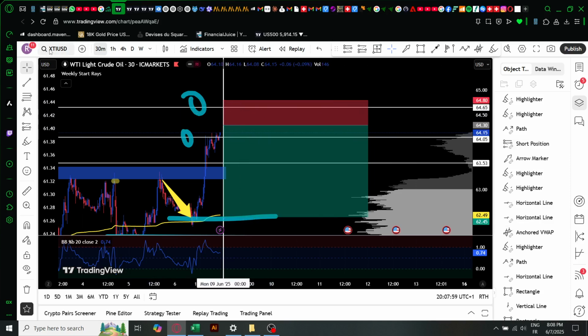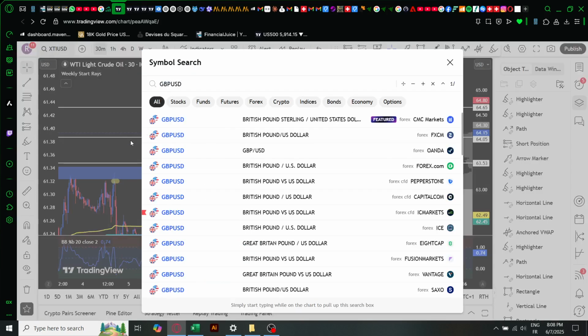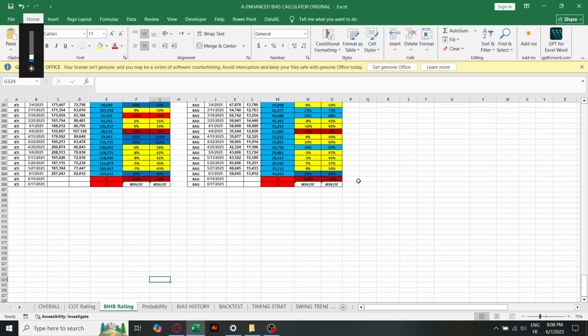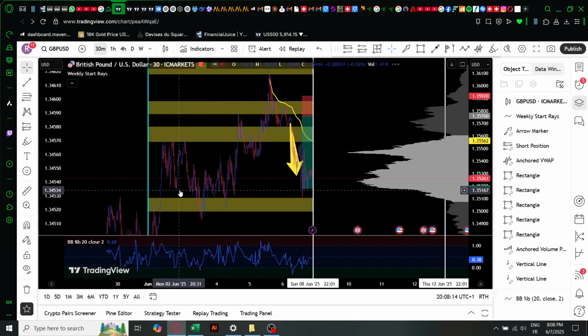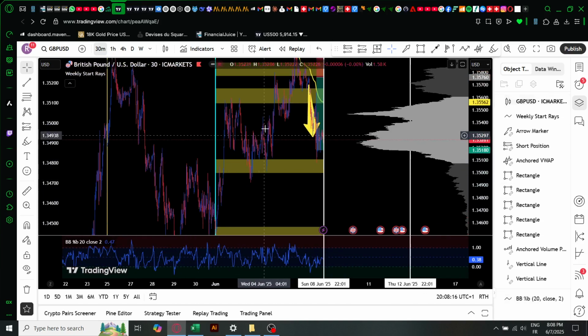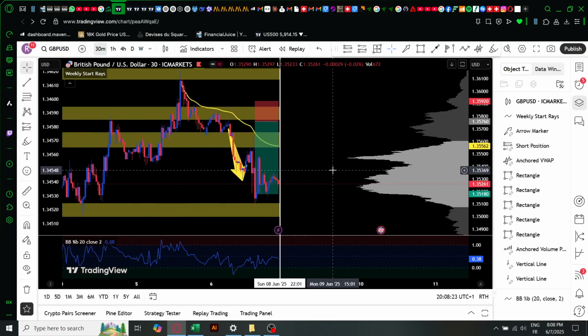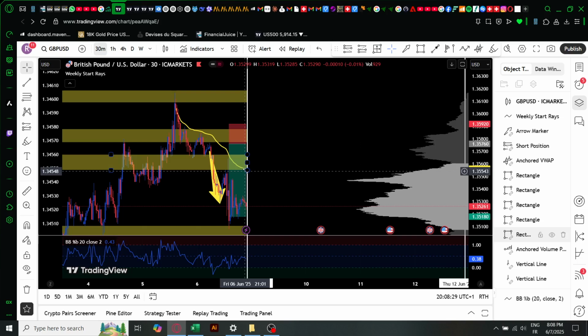Anyway, so I'm going to the second market, which is the pound against the US dollar, and you can clearly see in my system it's 6.6, which means go buy, but there's no divergence because price was going up on Monday and Tuesday. So this is why. Basically, we have those levels. We have the VWAP.